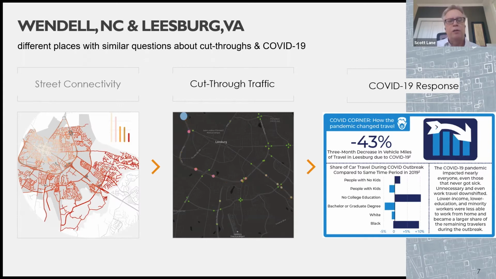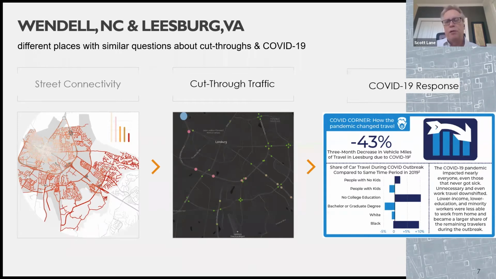But we showed with Streetlight that actually, if you look at the dots here, the blue dots are the origin point, and then all the red and green dots are where the traffic's going. The bypass here is actually doing a pretty good job of moving traffic around. It's doing what it's supposed to be doing in terms of moving traffic through and around the main part of the historic downtown. On the right-hand side, COVID is important.